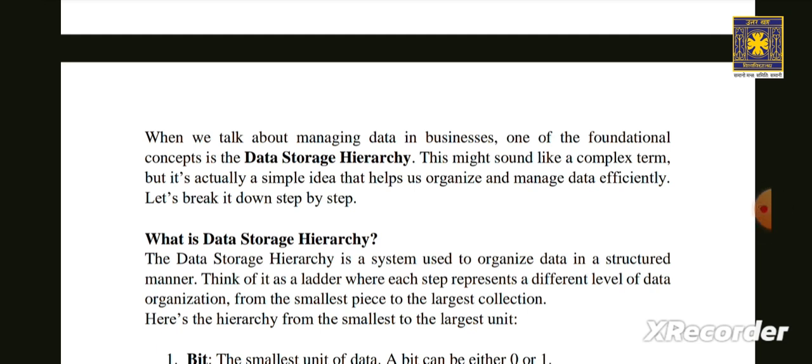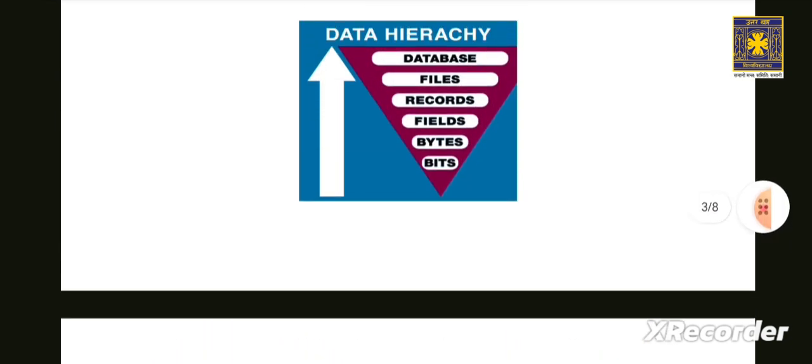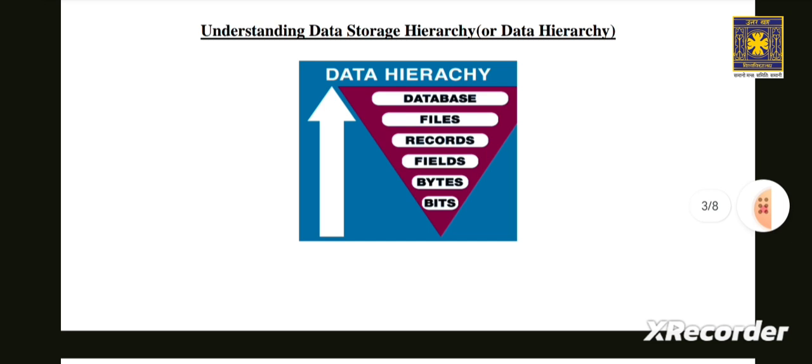Think of the data storage hierarchy as a ladder where each step represents a different level of data organization, from the smallest piece to the largest collection. Let's start from the bottom and work our way up. At the very bottom, we have the bit. This is the smallest unit of data and can be either a 0 or 1. Think of it like a tiny switch that can be turned on or off.